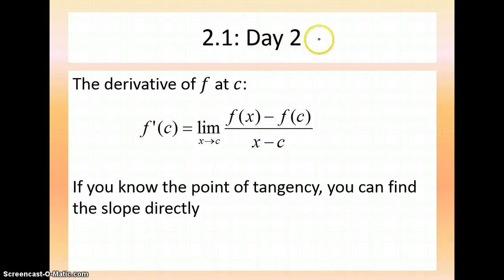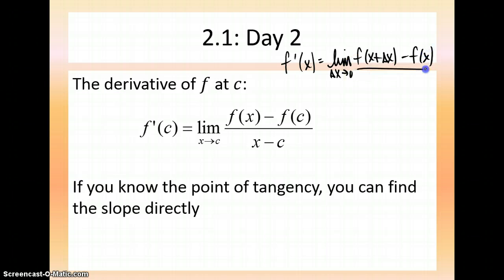All right, 2.1, day 2. Hopefully this will work a little bit better than the first video. So we studied that the derivative of a function is defined by the limit definition, f of x plus delta x minus the original, all over delta x. Then we looked at the equation of a tangent line, y minus y1 equals m times x minus x1.